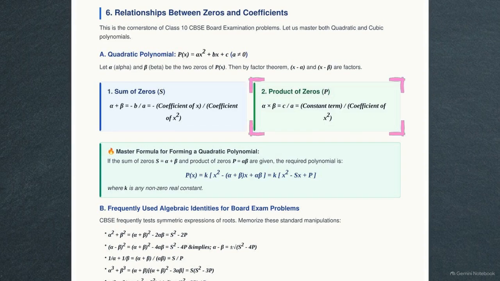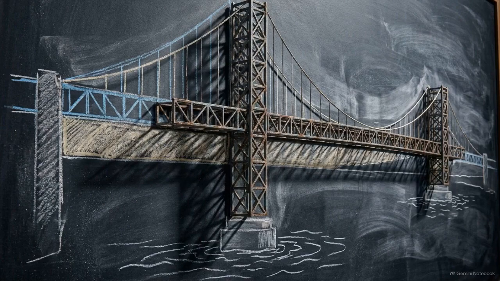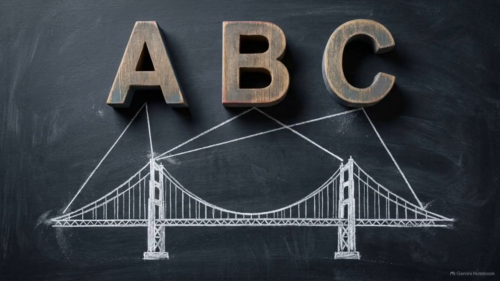The second rule governs the product. If you multiply alpha and beta together, the result will identically match the constant term, c, divided by the leading coefficient, a. The global shape of a suspension bridge, spanning miles of open water, is entirely governed by the ratio of just 3 localized numbers, a, b, and c.